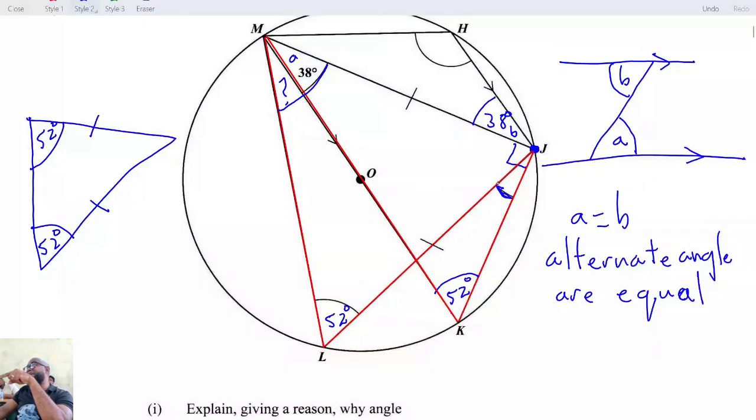And if I find that, and this is a butterfly, and this is a butterfly, so this angle here will be equal to this angle here. So we're going to first find LMK, right? L to M to K. Follow me. LMK is what we're going to find, and that is simply 52 minus 38, right? There we go.